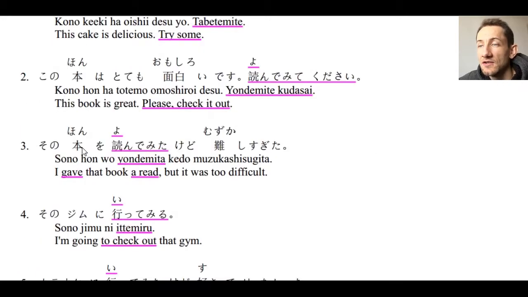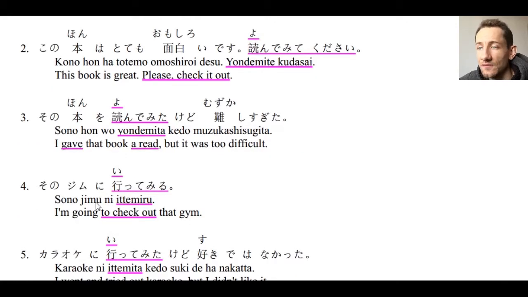Number 3, その本を読んでみたけど難しすぎた。I gave that book a read, so 読んでみた. So I tried reading the book. I gave it a read would be a more natural English translation. I gave it a look, but it was too difficult. 難しすぎた. Number 4, そのジムに行ってみる。So I'm going to check out that gym.